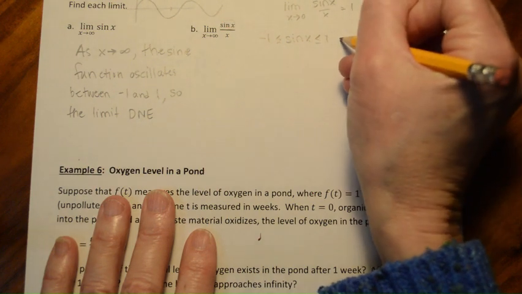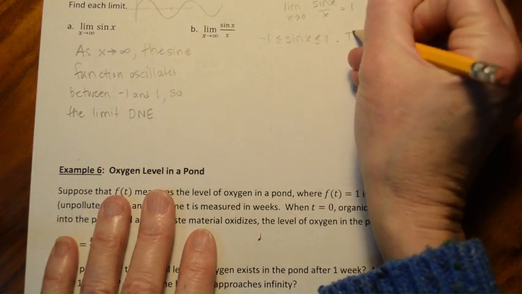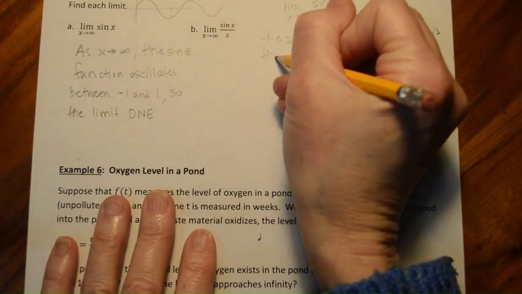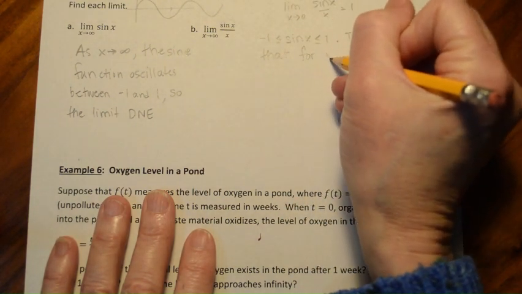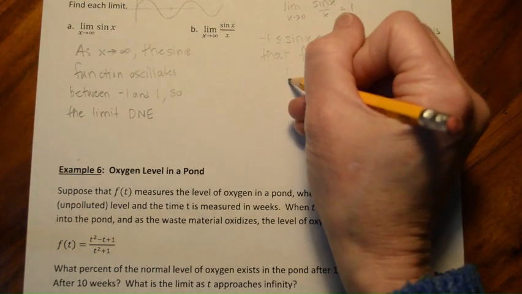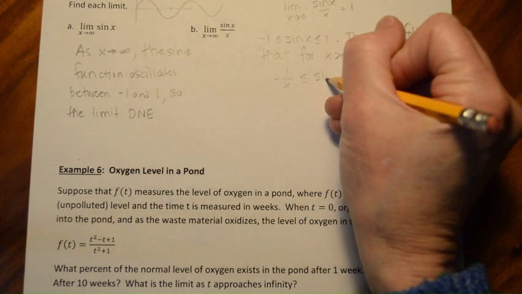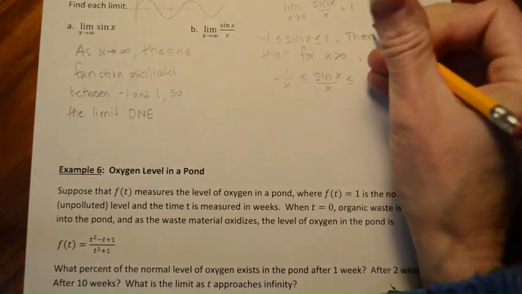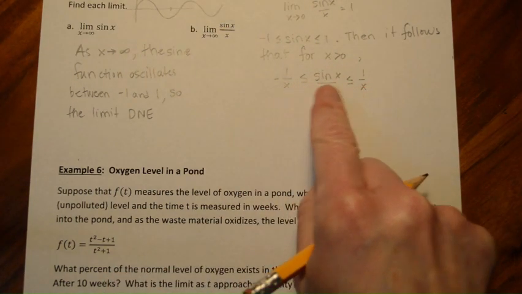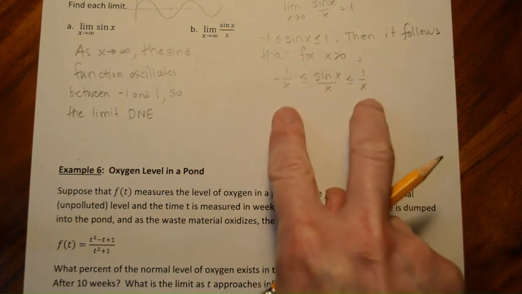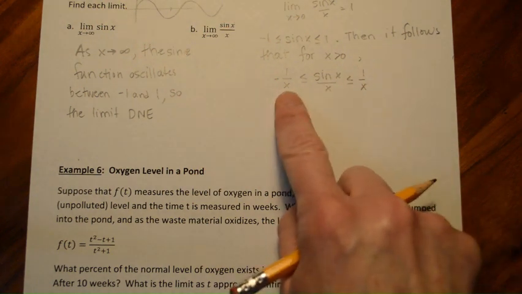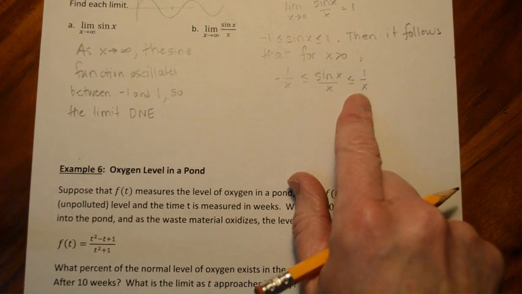All right, so then it follows that for x greater than 0, again, not equal to 0, not less than 0, but greater than 0, that -1 over x is less than or equal to sine x over x, which is less than or equal to 1 over x. Again, it can't be less than 0 because then that changes the direction of the inequality. It can't be 0 because then these would all be undefined. So if it's strictly greater than 0, then we're allowed to divide by x, and the direction of the inequality stays the same.